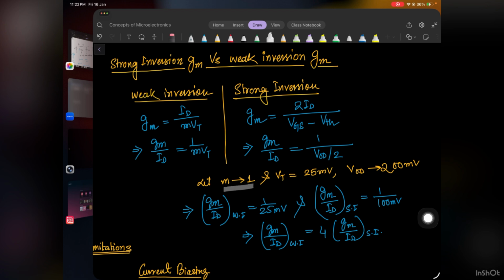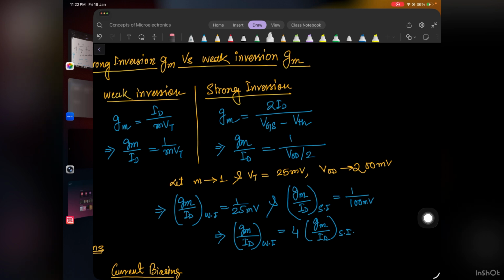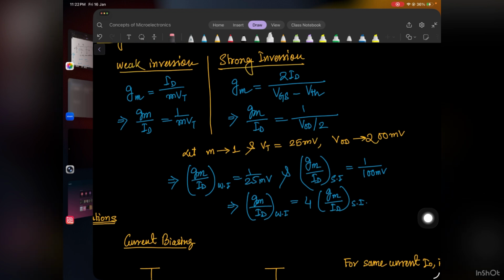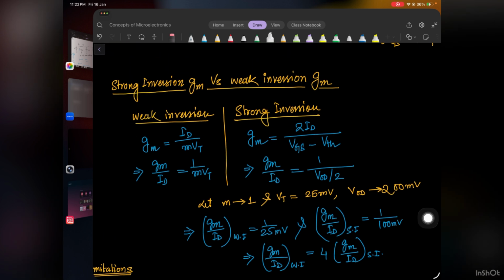Let's say M equals 1 and VT equals 25 millivolt. We know it is 25 millivolt at room temperature, and in most cases VOD is at least 200 millivolt, or close to 200 millivolt minimum. If I put all these values in, we get in weak inversion gm by ID equal to 1 by 25 millivolt, and in strong inversion it is 1 by 100 millivolt, where this quantity, as you can see, is 4 times higher than the strong inversion quantity. So in general, the gm in weak inversion is much higher than the gm in strong inversion.